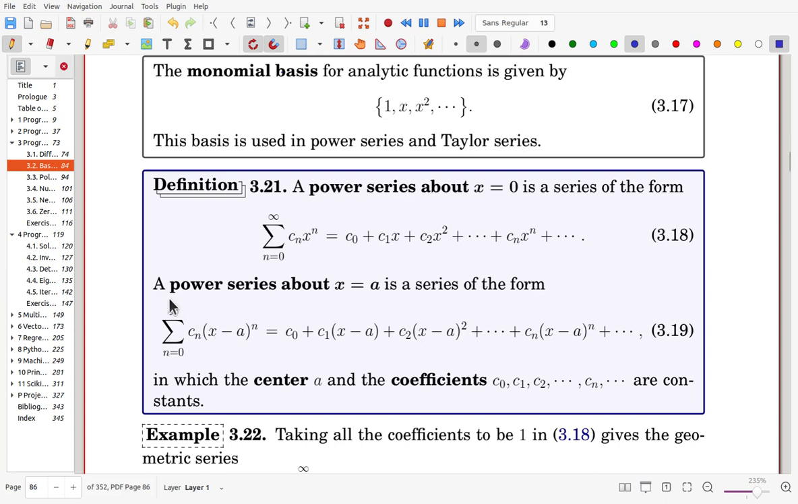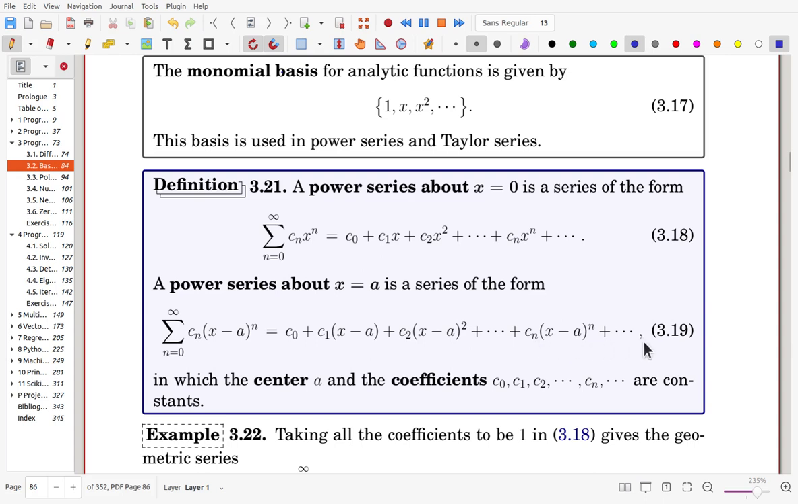And a power series about x equals a is a series of the form here. Rather than x, we are using x minus a. So c0 plus c1 times (x minus a), plus c2 times (x minus a) squared, and the nth order term is cn times (x minus a) to the n.